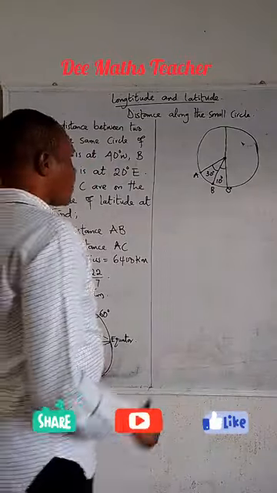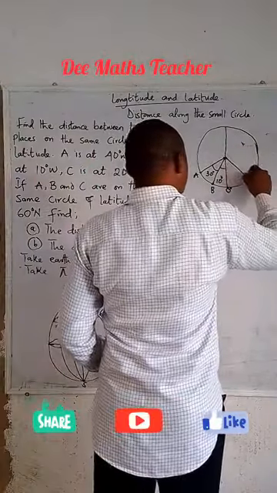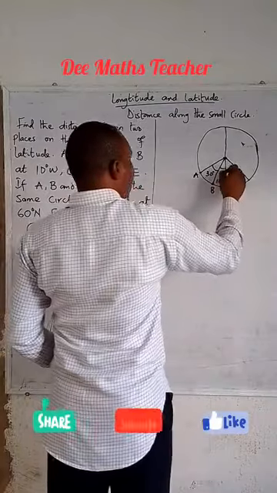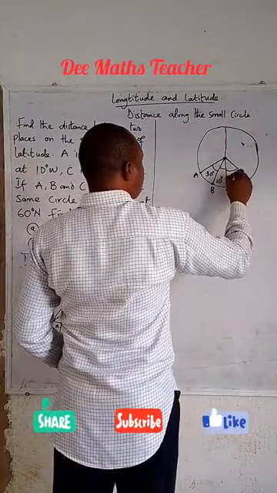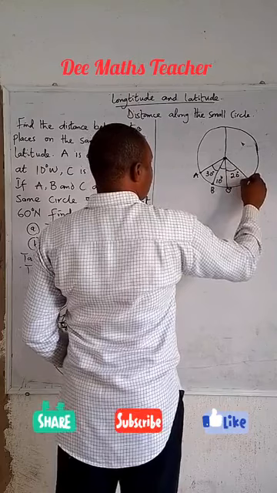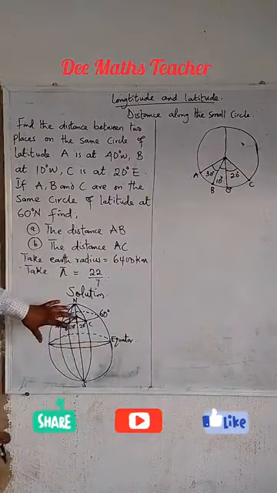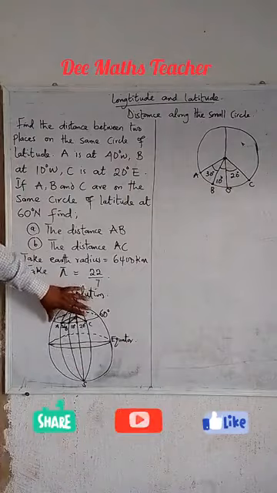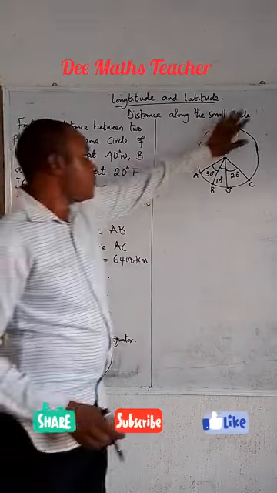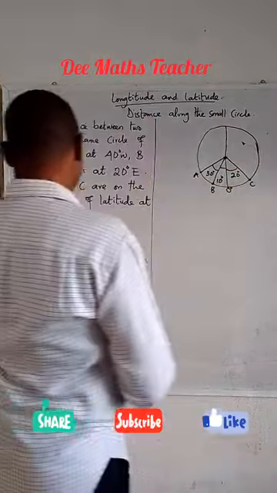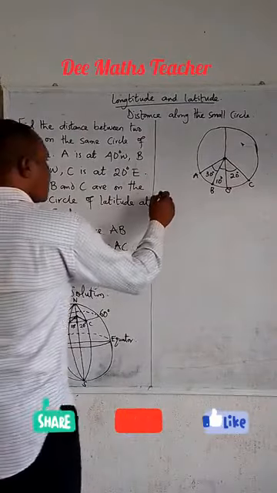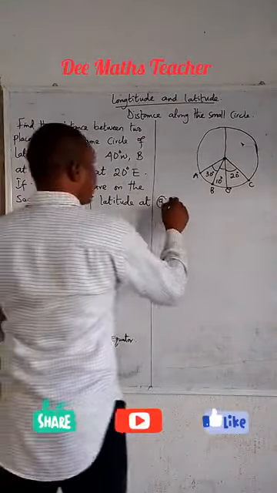Then from 0 to C, we have 20 degrees. So this is point C. Okay, so all we have inside this part of the Earth is now represented in this circle. The first part of the question now says we should find the distance AB.